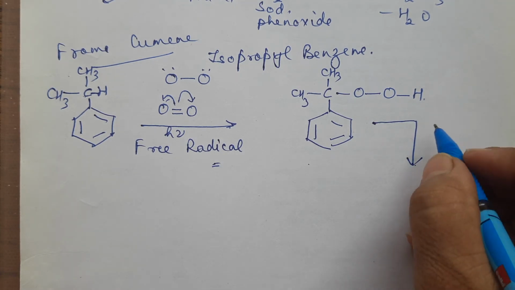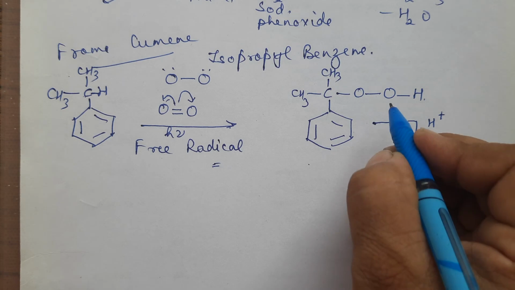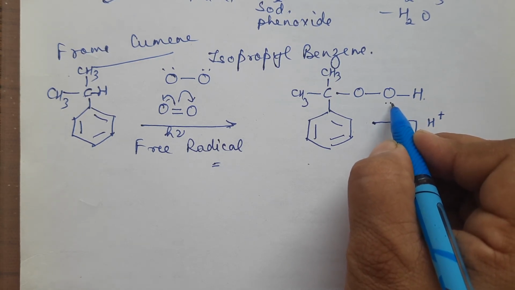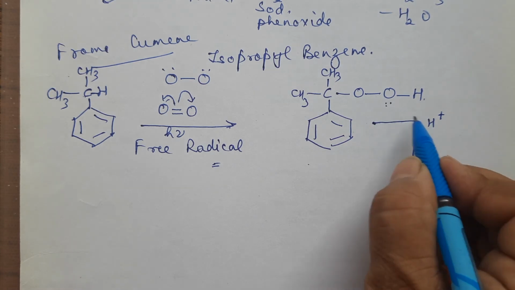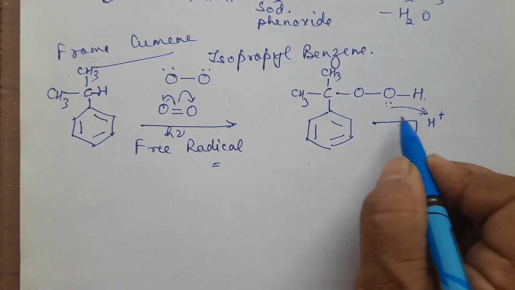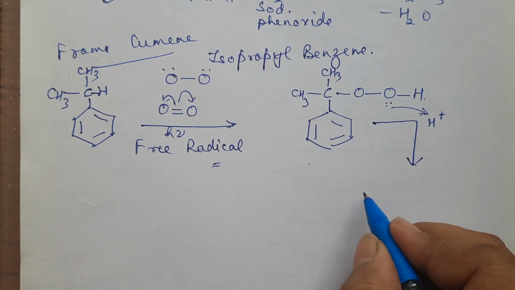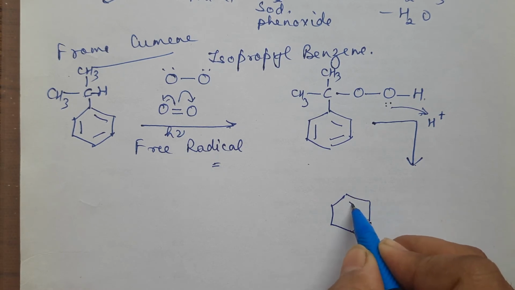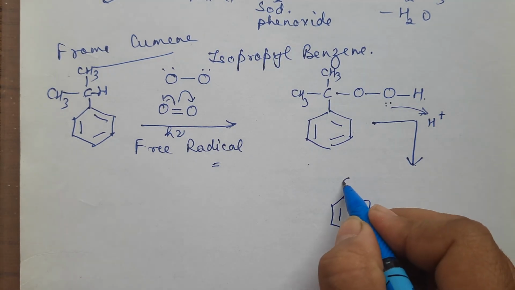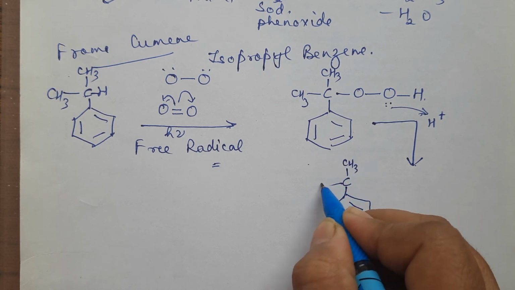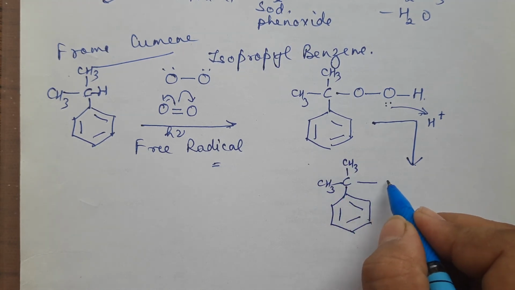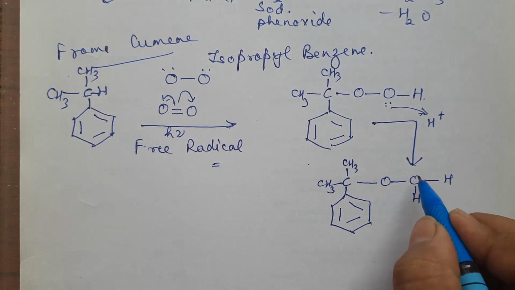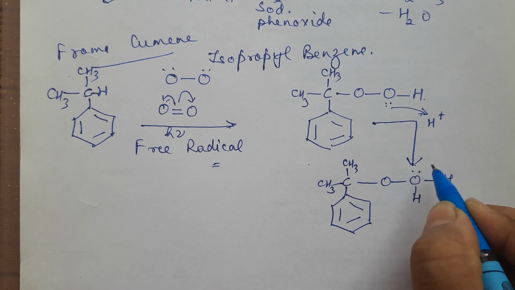Now this is in the acid medium. So in the presence of H plus, there is a lone pair present over here, right? This lone pair will take this H from here. So when it takes this H, what you will get is CH3, this is CH3, this is OH, one H will come here, and there will be one lone pair left over.